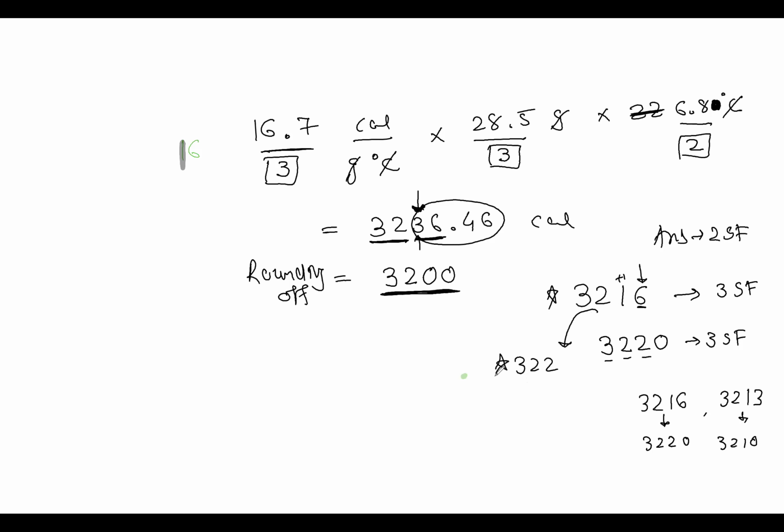It is not right. Do you follow me? Yes. That is the reason you cannot just ignore the last digit, right? That's why it has to be 3220.